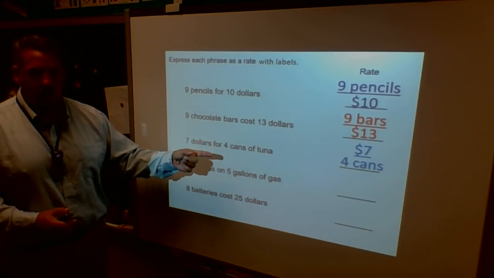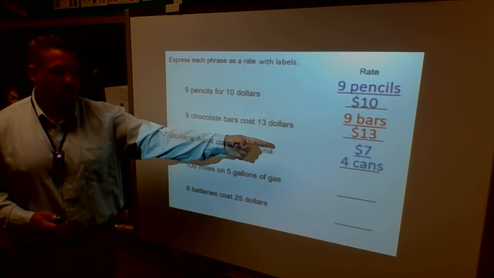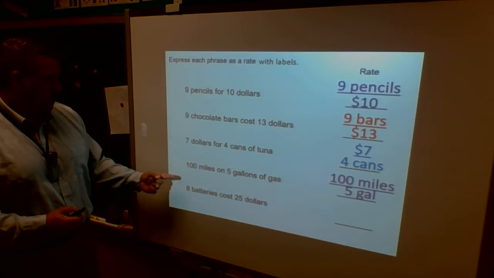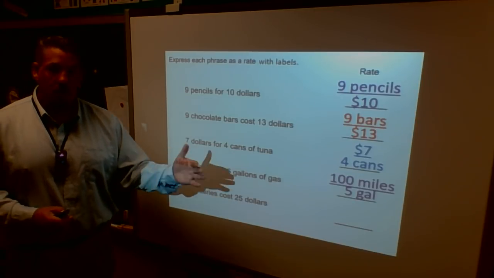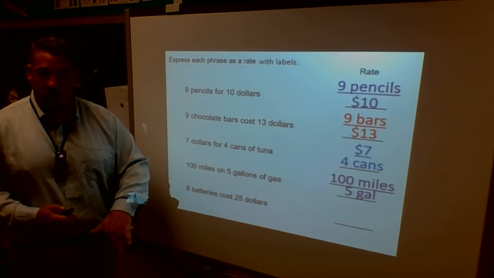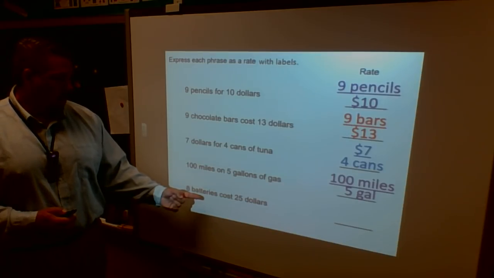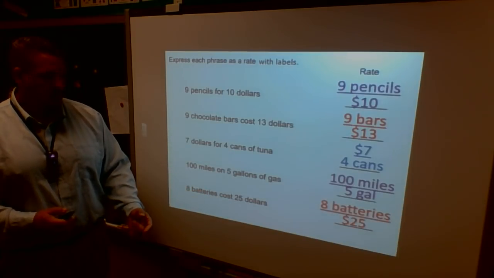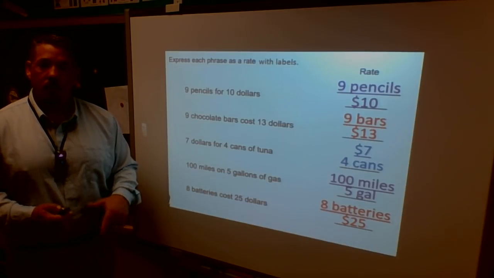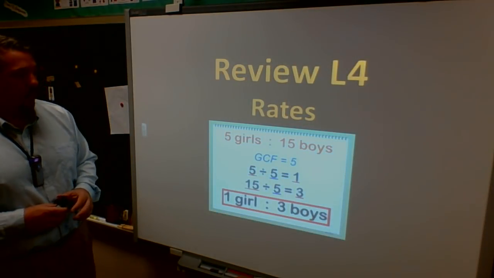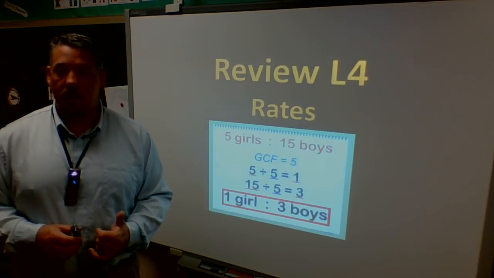$7 for 4 cans tells me I have $7 to 4 cans. 100 miles on 5 gallons of gas tells me that I have 100 miles per 5 gallons. 8 batteries cost $25. So I'd have 8 batteries to $25. Should not be difficult at all. Should be pretty easy. You should be able to get this done rather quickly.